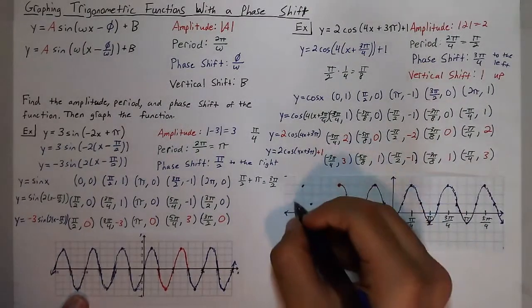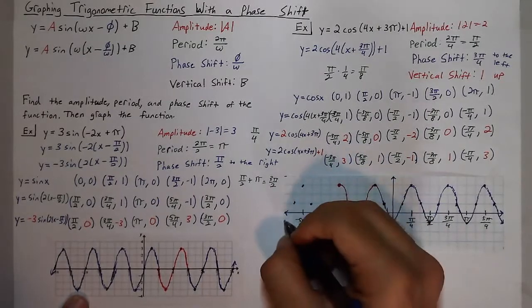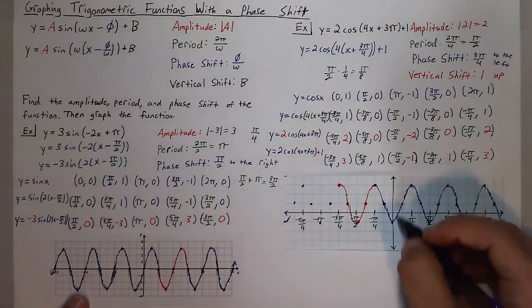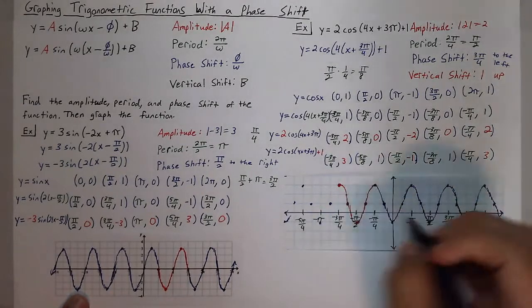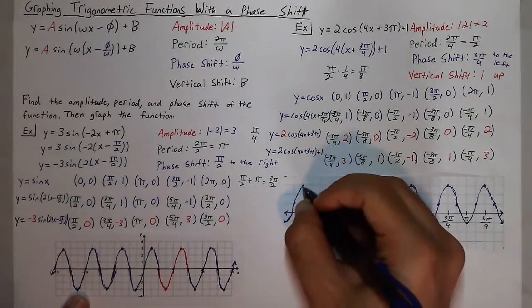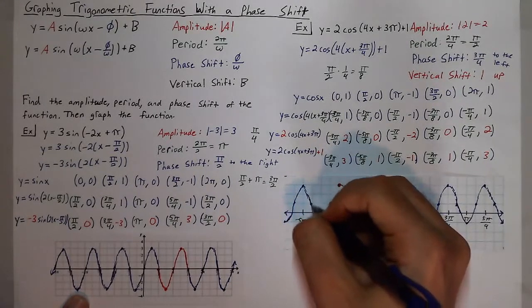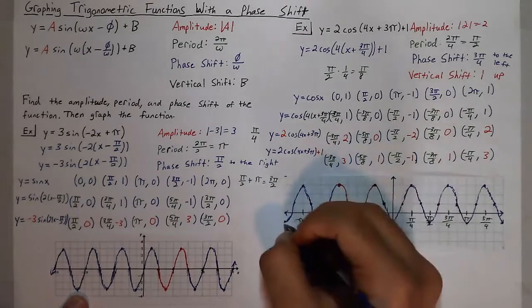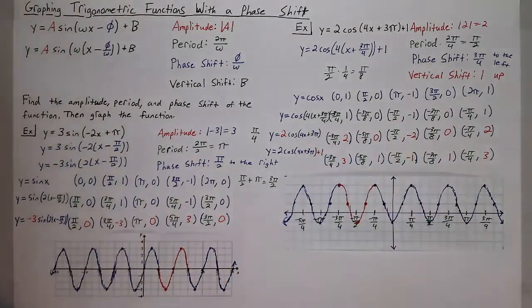Again, highlight in red where the function started, where one cycle was with the phase shift. But again, it's hard to tell because usually cosine would start at some value on the y-axis. And that is how you graph trigonometric functions with a phase shift.